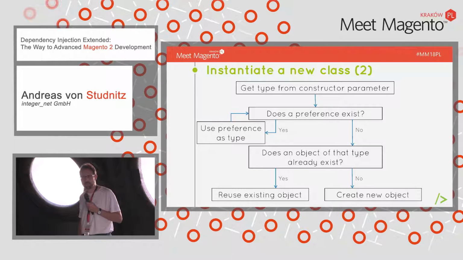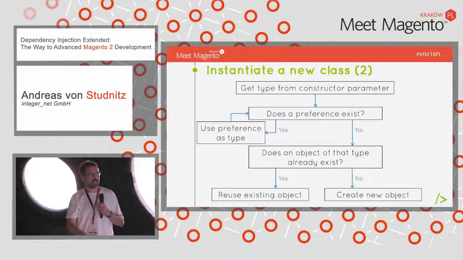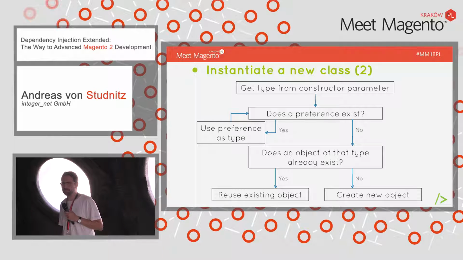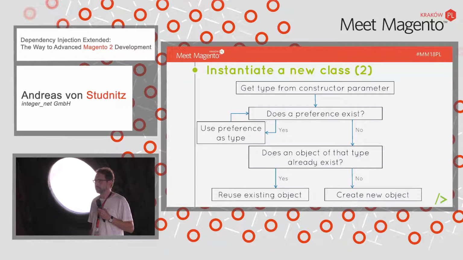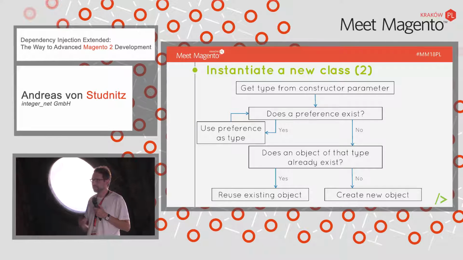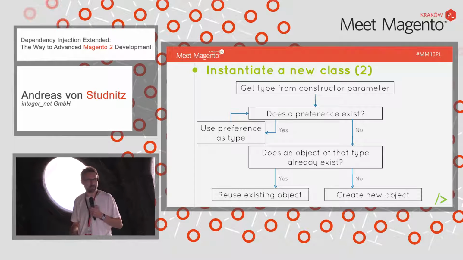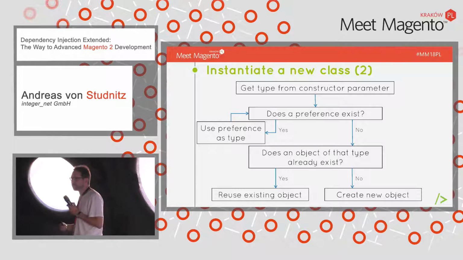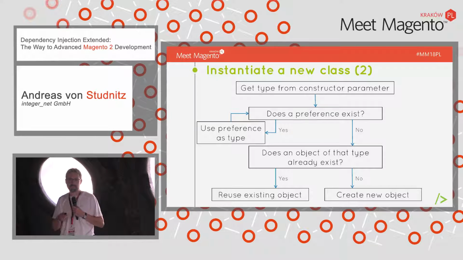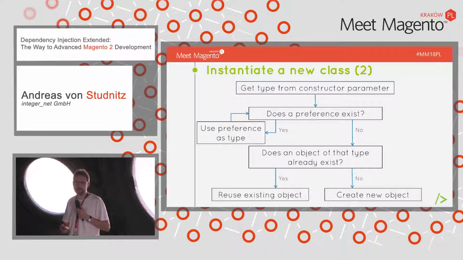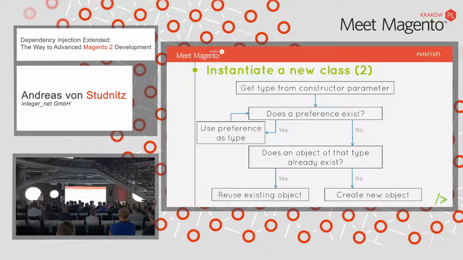So let's make that diagram a little bit more complex. First step is still Magento reading the type of the constructor parameter, and then it looks up if a preference for this type exists. If a preference exists, this type will be used as a new type. So this should be a class name, but this is a recursive process again. There may be a preference for a preference again, and so it looks up if there is a preference for that new type which we have received, and uses this. And only if there's no preference existing anymore, this type is being taken.